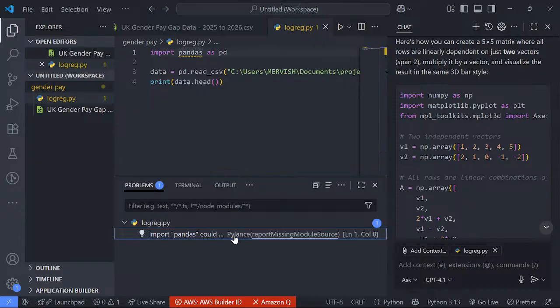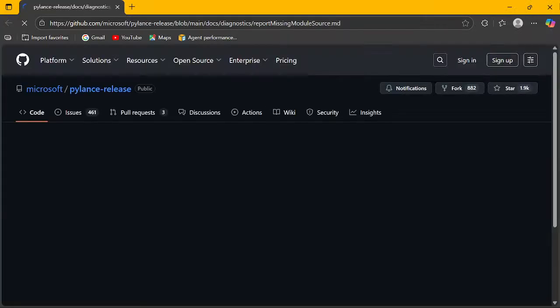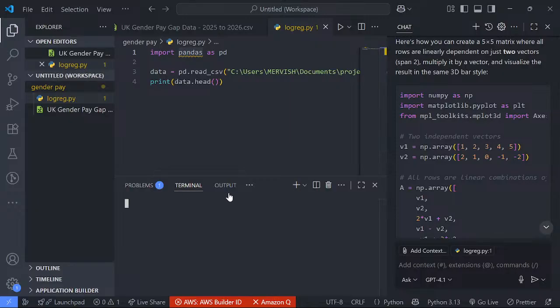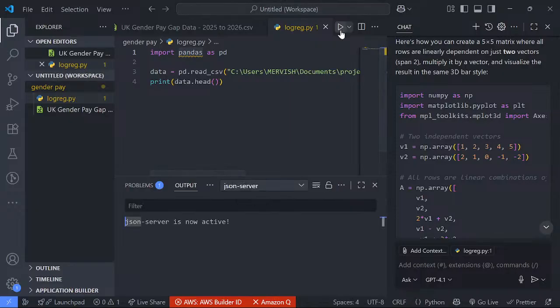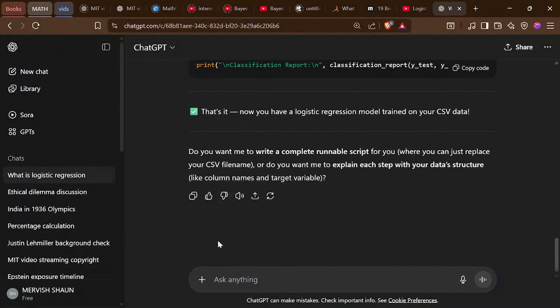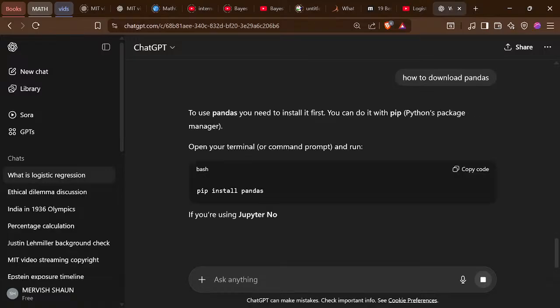What the? Could not import. Why? How do I download this? Pandas download now. Pip install.